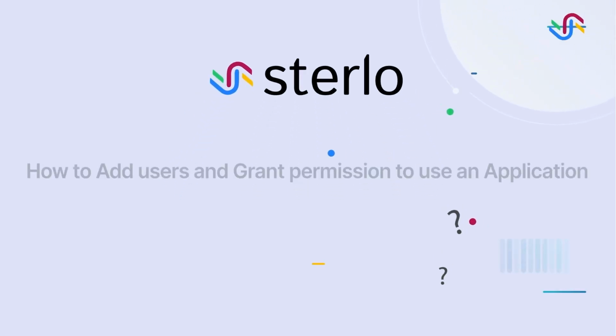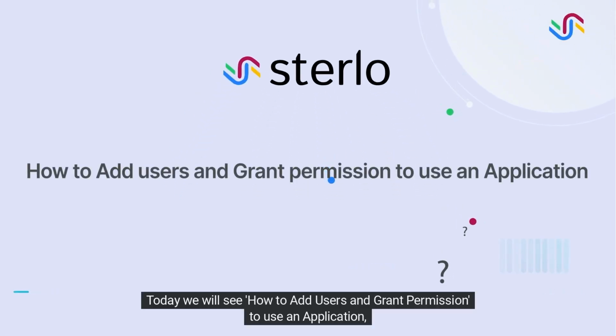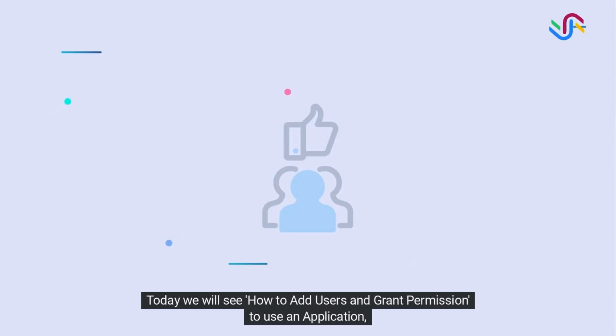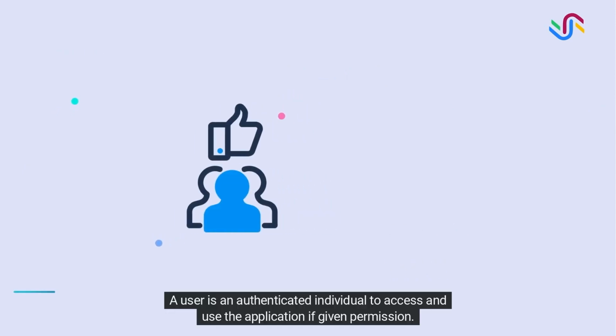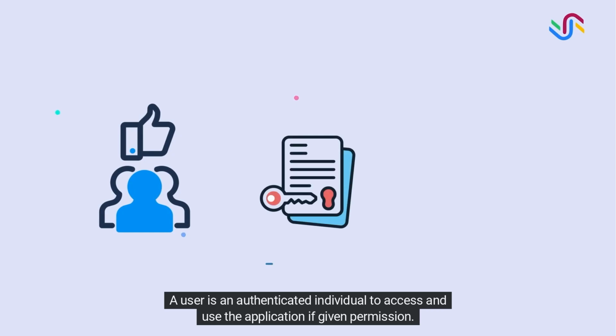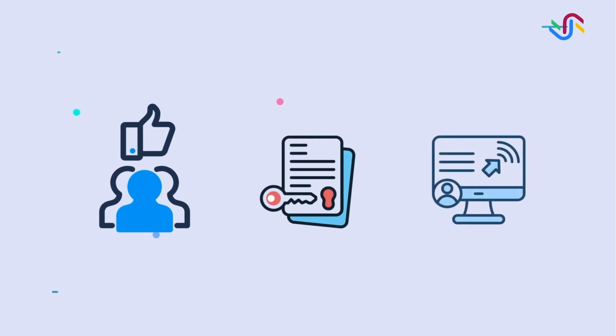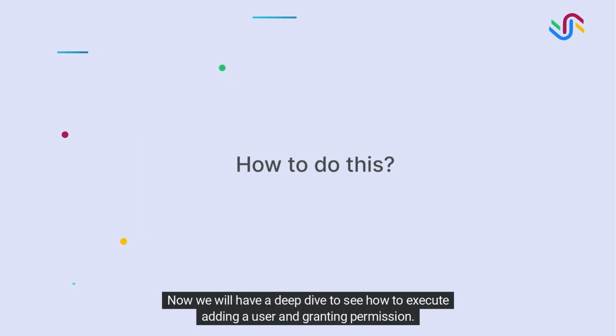Hi! Today we will see how to add users and grant permission to use an application. A user is an authenticated individual who can access and use the application if given permission. This can be considered a basic step. Now we will take a deep dive to see how to add a user and grant permission.